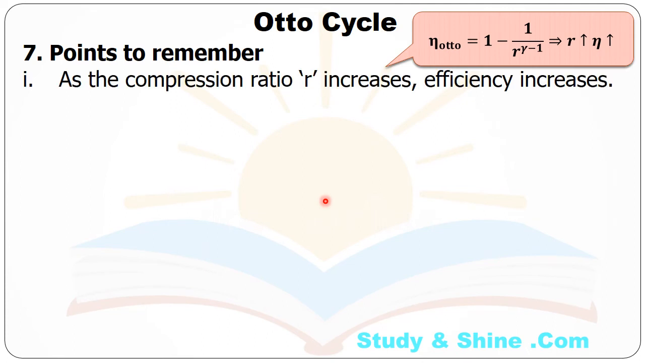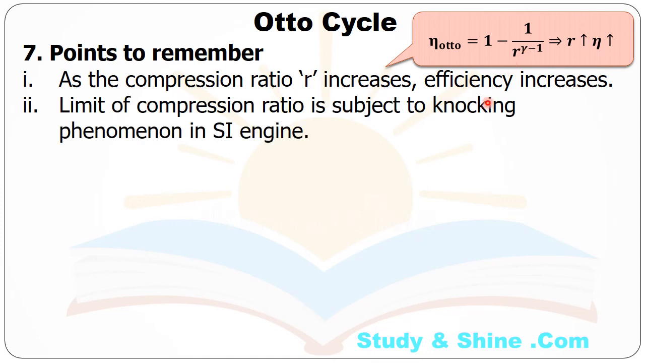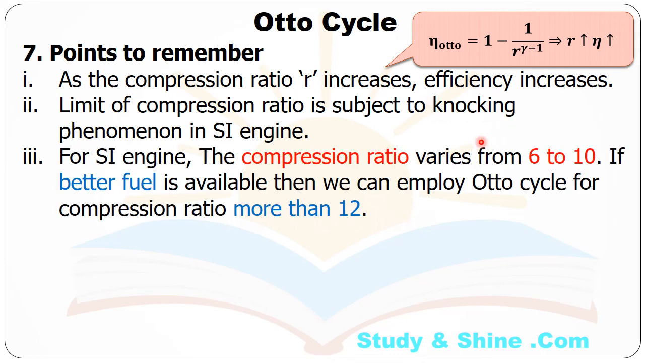Now let's look at some important points to remember. Point 1. As the compression ratio r increases, efficiency increases. Point 2. Limit of compression ratio is subject to knocking phenomenon in spark ignition engine. Point 3. For SI engine, the compression ratio varies from 6 to 10. If better fuel is available, we can employ Otto cycle for compression ratio more than 12.